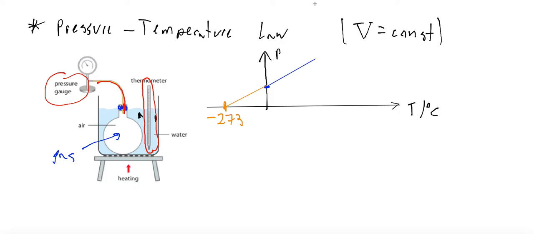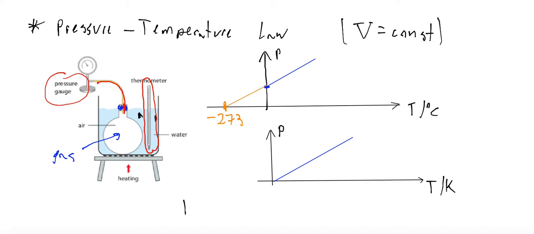If you plot the same pressure versus temperature but in the Kelvin scale, then of course you will obtain a linear relation which crosses the origin, which means that pressure is directly proportional to the temperature in Kelvin scale. And this law is called the pressure-temperature law. So pressure is directly proportional to the temperature expressed in kelvins if the volume of the gas is constant. Okay?